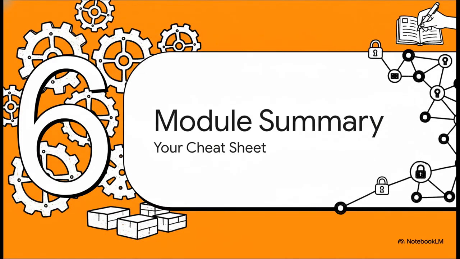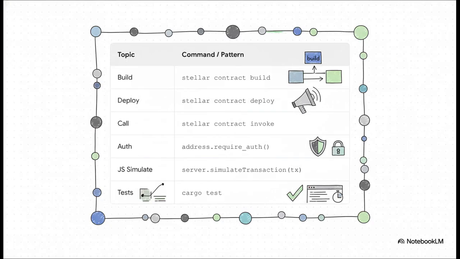Okay, wow, we have covered a lot of ground today. So to help pull it all together, let's condense the most important stuff into a simple, practical cheat sheet that you can use when you start building your own amazing things. And here it is, your Soroban Quick Reference Guide. You've got the commands to build, deploy, and call your contracts. You've got the key patterns for security and for your front end. And of course, the command to run those all-important tests. Go ahead, screenshot this, save it somewhere handy. This is your day 1 guide to building on Soroban.